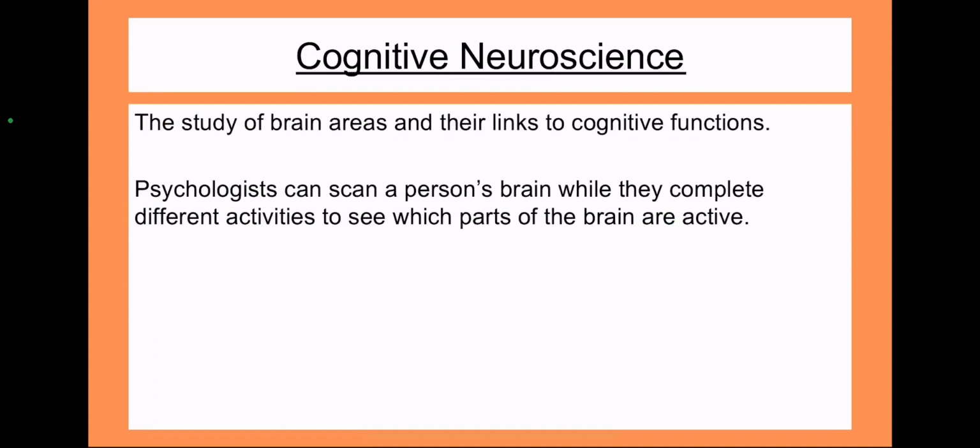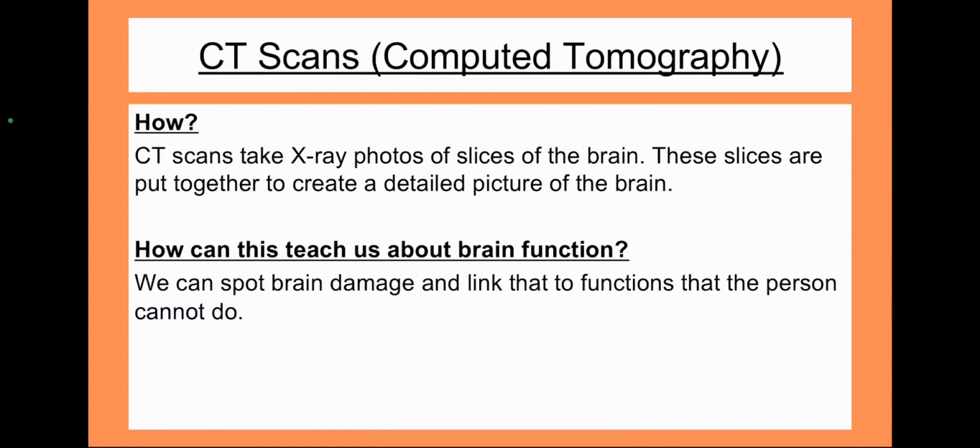Now, what we can do in modern society with the technological advancements is we can essentially investigate a person's brain while they complete different cognitive activities by putting them under a brain scanner. And what we can look for is brain areas that are active, brain areas that aren't lighting up, because that tells us that that function that they are doing is linked to that part of the brain. So the first scanning technique that you need to know about is called the CT scan.